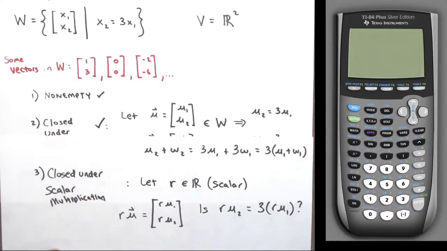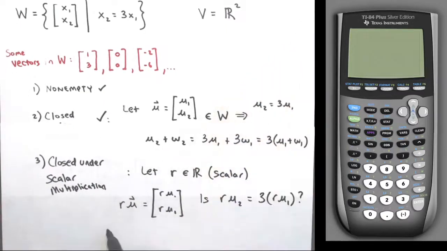Well, since we've stated that U is in W, right? Since vector U is in W, we know that U2 is equal to 3U1, and then I would just simply multiply both sides by R, and use the associative property here, because 3 times R times U, you can rearrange stuff. These are all real numbers here.